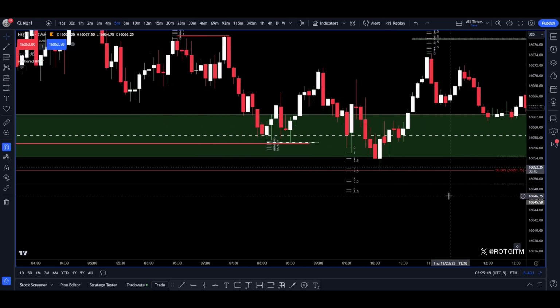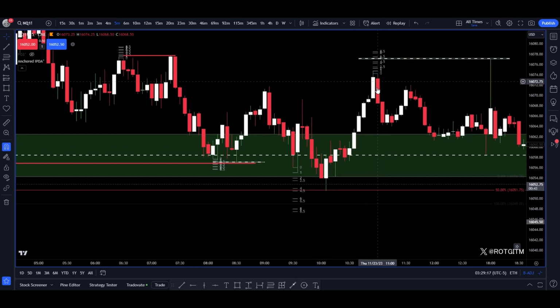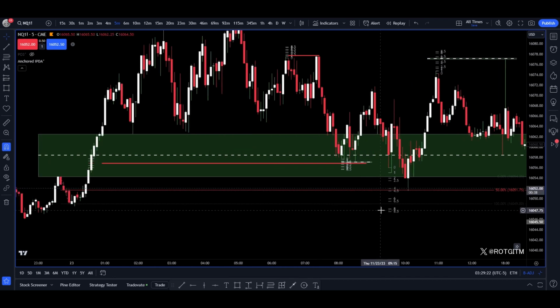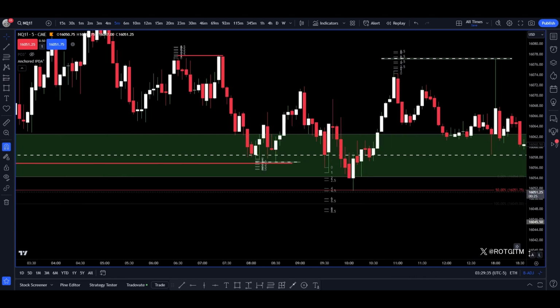And you're like, okay, so what if it wants to go higher? It ran the 4.5 standard deviation, which is consequent encroachment or mean threshold of this block of down close candles here, this bullish order block. Okay, coincidence, right?